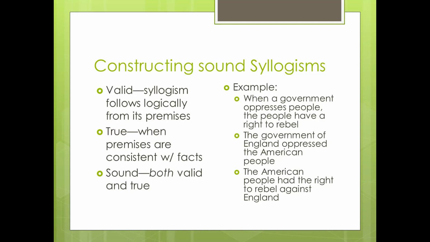But lastly, if you can make sure that your syllogism is both valid and true, it should be considered sound, as in this last component. The American people had the right to rebel against England. And you can move back up the chain of information too. Why did they have the right to rebel against England? They oppressed American people. And when a government oppresses its people, they have the right to rebel. This kind of movement up and down the chain of logic should create a sound syllogism, which is a good way to promote deductive reasoning.